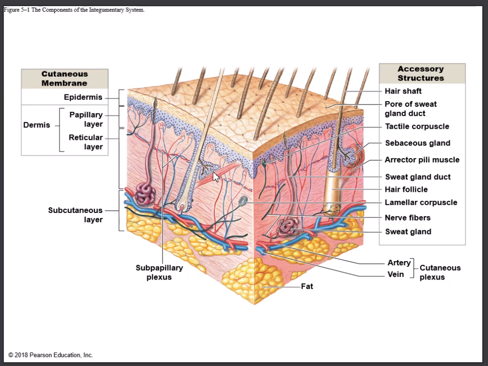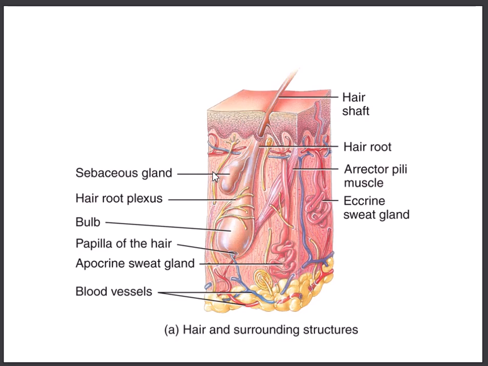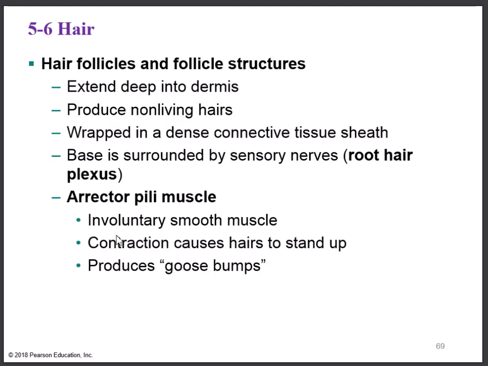Here's the erector pili. Let's look at the Tortora book. Again, here's the hair follicle. So here's your erector pili muscle right there. That's smooth muscle. And again, the nerve fibers here in Tortora are yellow. Again, the hair root plexus is going to be those nerves right there. So those are the two associated structures that I want you to know.